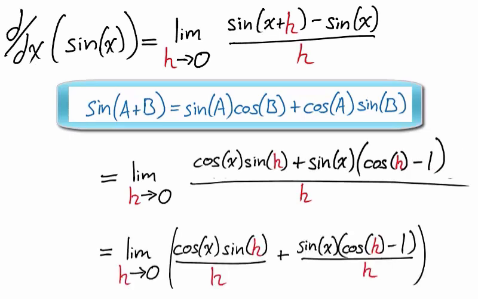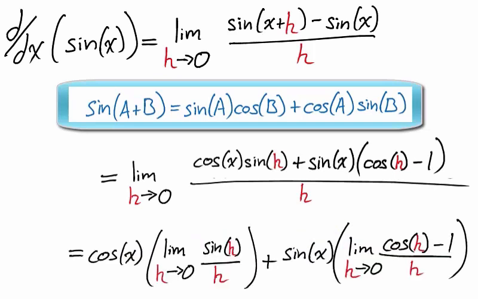Break the function into two: cosine x sine h in the numerator of the first, and sine x cosine h minus sine x in the numerator of the second. It may appear odd, but the variable x can be viewed as a constant inside the limit, as the limit is only concerned with moving h values closer to 0. So we can rewrite the derivative of the sine function as cosine x times one limit minus sine x times another limit.